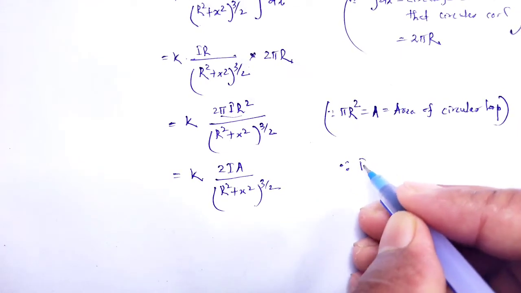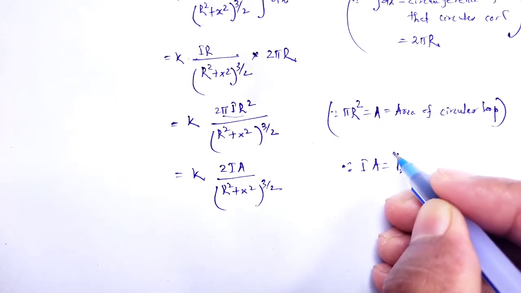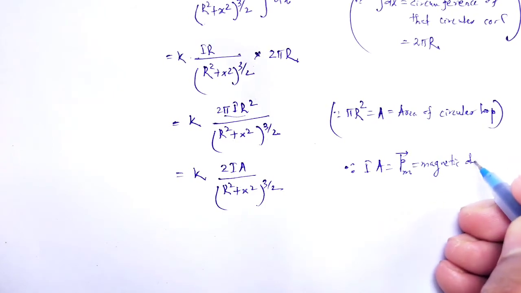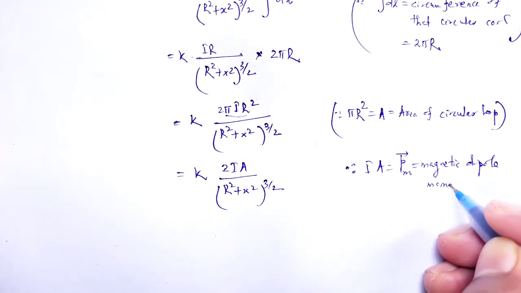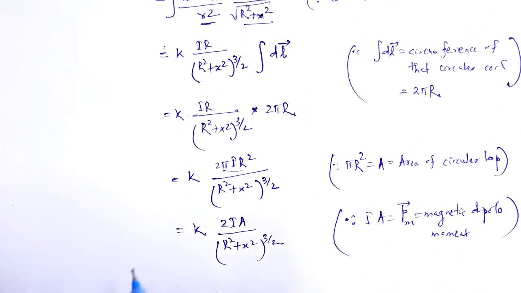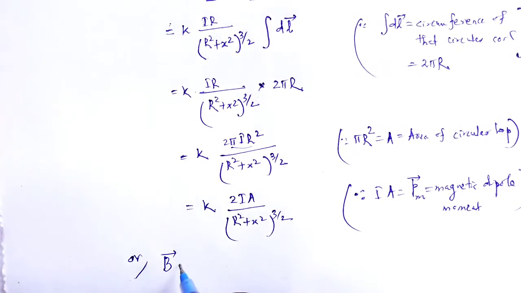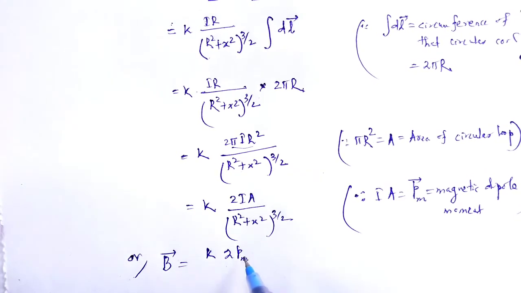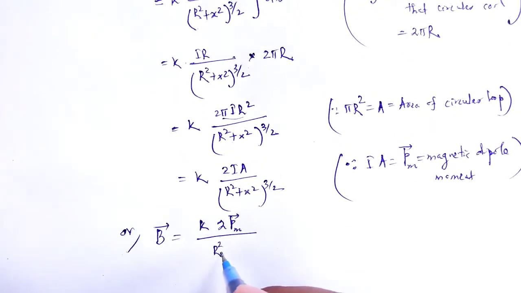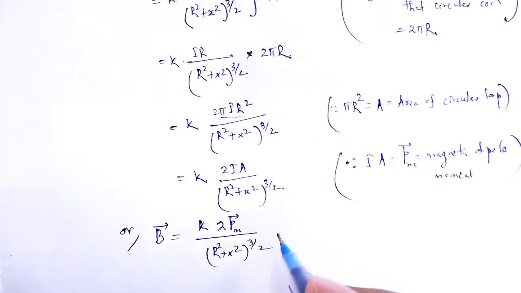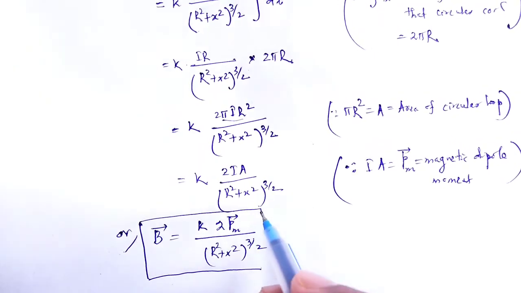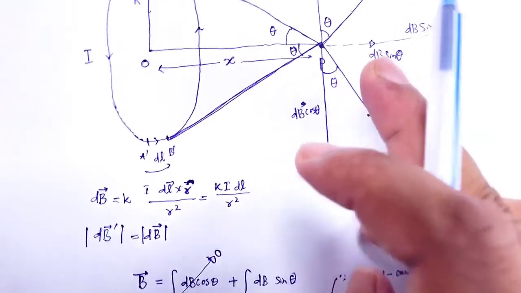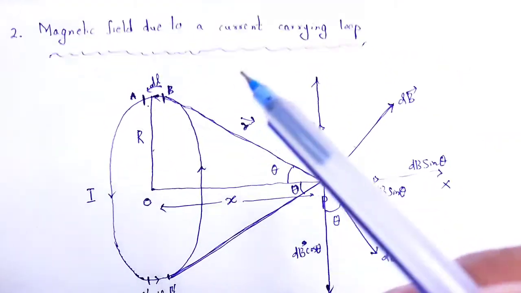Again, I into A is known as the magnetic dipole moment, P M. Therefore, B vector is equal to k 2 P M vector divided by R square plus x square to the power 3/2. That expression gives the magnetic field intensity at point P due to that current carrying loop.